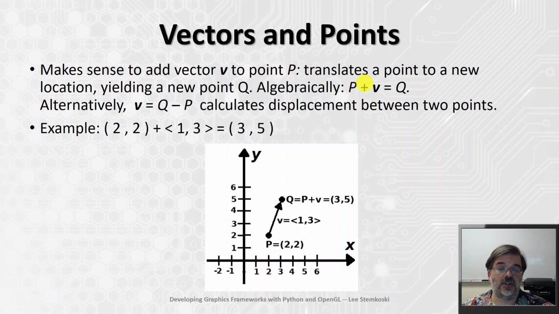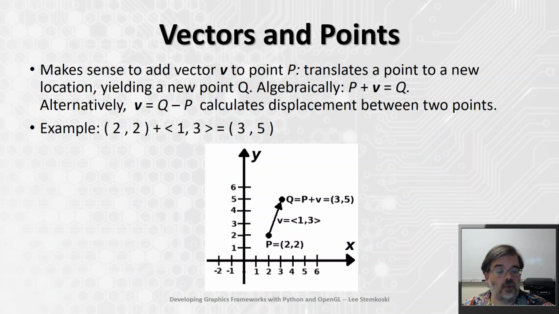If you take this equation and you rearrange the components, you'll get vector v equals q minus p. So you can think of subtracting two points as producing a vector that calculates the displacement between those two points. So for example, if you started off with the point (3, 5) and the point (2, 2), you could subtract (2, 2) from (3, 5) to get the displacement vector (1, 3). And so those are some operations involving both points and vectors.